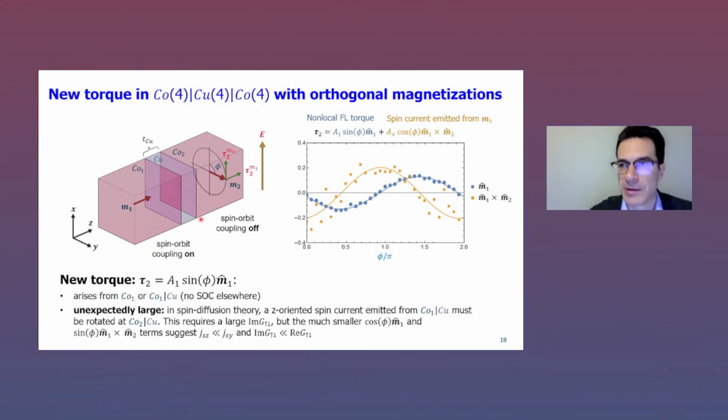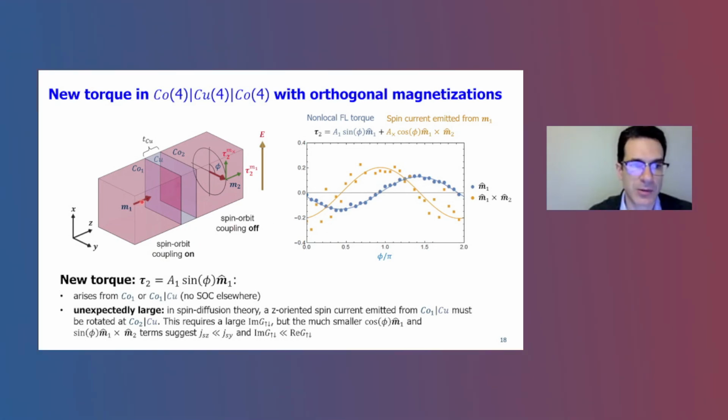Or if there is an imaginary part of the spin mixing conductance, it will give you a component rotated about M2. Now, one can also get a rotated component that is a cross product of Y and M1. And that can generate torque in the direction of M1, but it's supposed to be small because there are two small parameters.